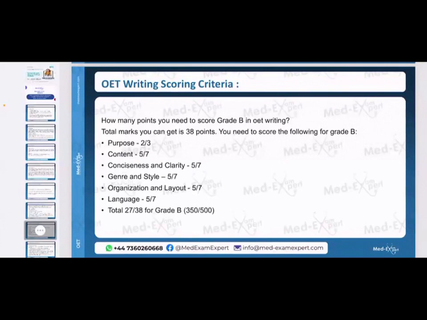How many points do you need to score grade B in OET writing? The total marks you can get is 38 points. I'm just talking about the writing module. This is beneficial information for our course students as well, because I am the writing mentor in our regular course, and a lot of students want to know about the writing assessment criteria. So please listen carefully. You need to score the following for grade B.